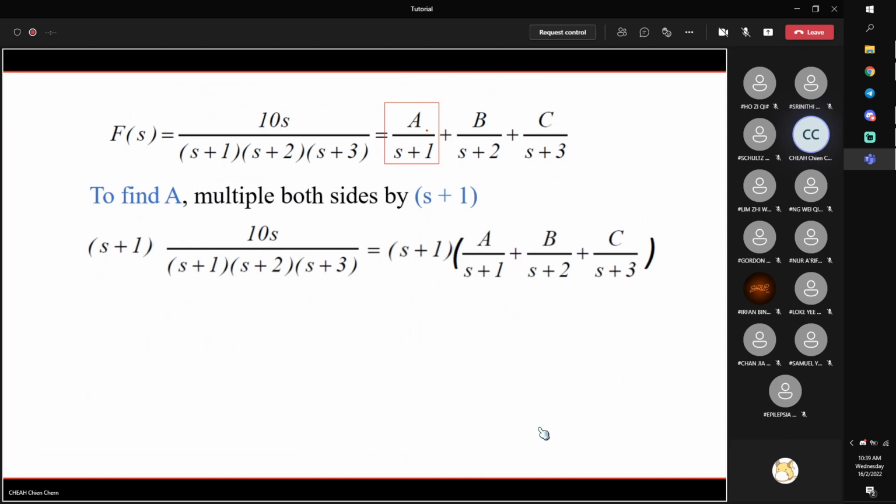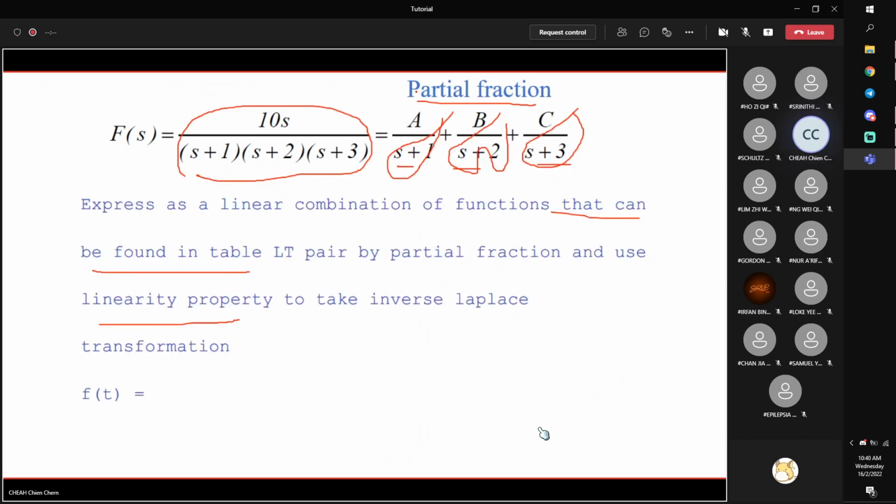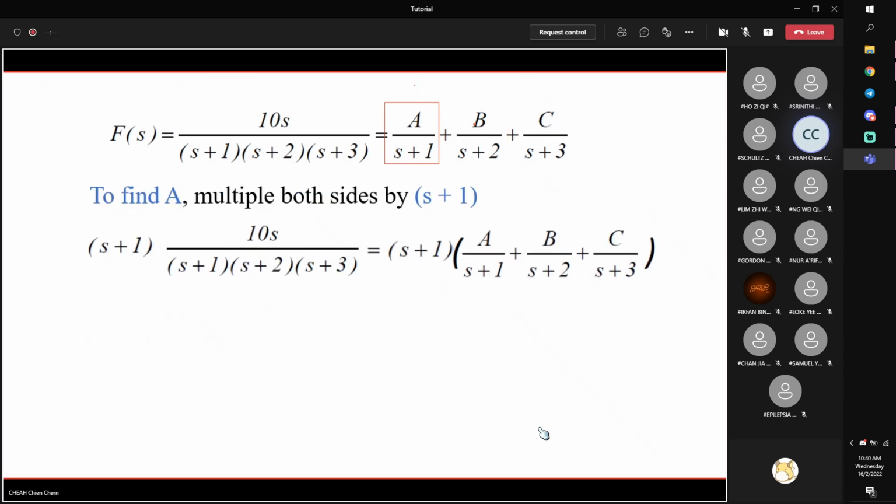So I'll start with finding A. Now look at this equation, the top one first. There are 3 unknowns: A, B, C. With 3 unknowns, you need 3 equations, correct? Technically, the left hand side must always be equal to the right hand side, regardless of the value of s. That means you can substitute any value for s to get one equation. For example, if I put s equal to 0, I get one equation. I put s equal to 2, I get another equation. I put s equal to 3, I get another equation.